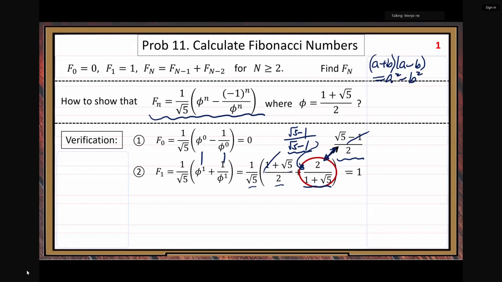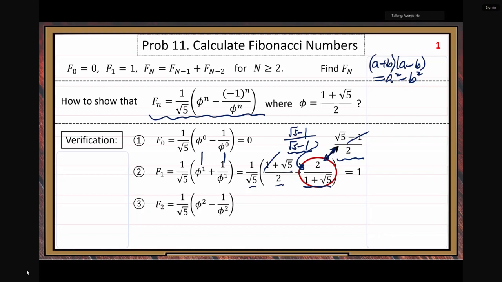Then the next one. So let's try another one. We know we can only verify a small number of cases. We cannot verify too many here. But let's just do 1 or 2 more.